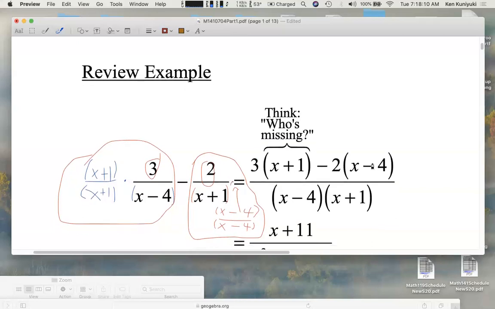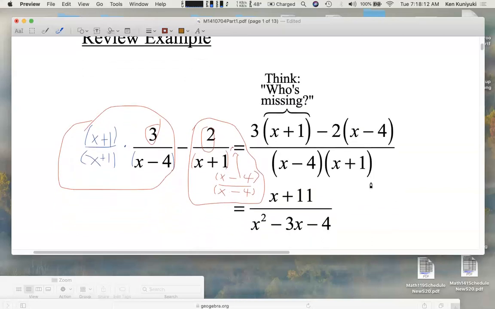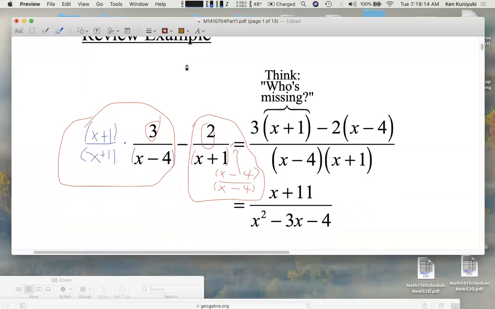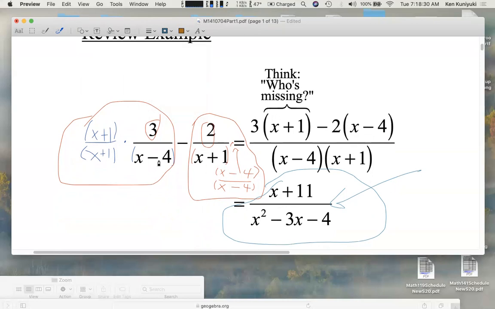All right, and then you distribute on top, combine like terms. When you subtract these rational expressions, you get this over here. x plus 11 over x squared minus 3x minus 4. So back in your algebra classes, you may have done that. Subtract these rational expressions and get this uglier looking guy down here.